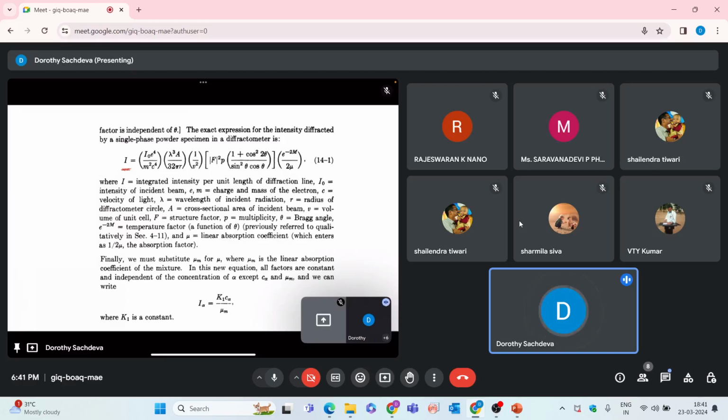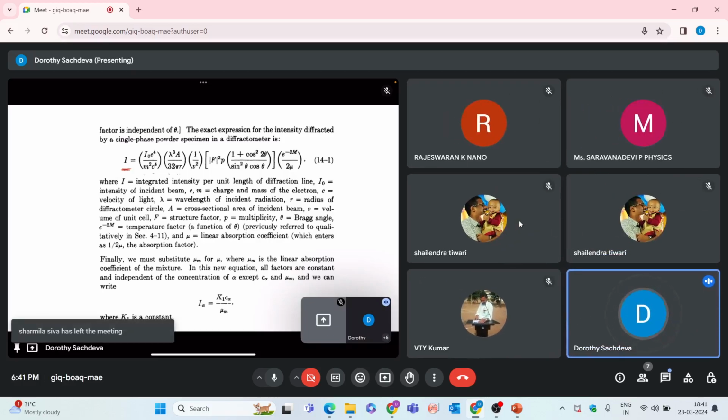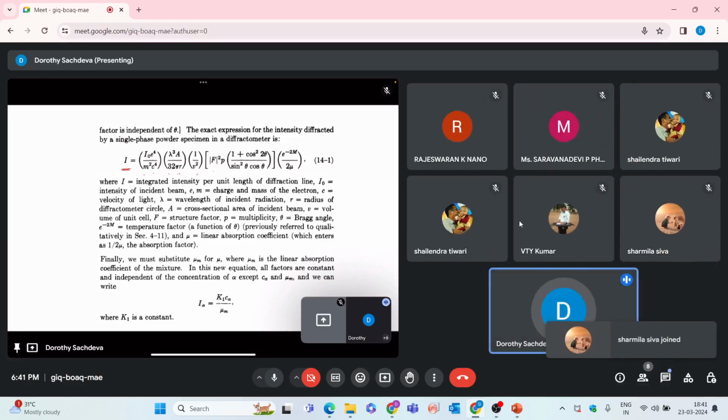I naught e raised to the power 4 divided by m square c to the power 4, into lambda cube A divided by 32 pi r, into 1 by v square, into modulus of F whole square, into p, into 1 plus cos square 2 theta divided by sine squared theta cos theta, into e raised to the power minus 2M, divided by 2 mu. So this is the complete equation.